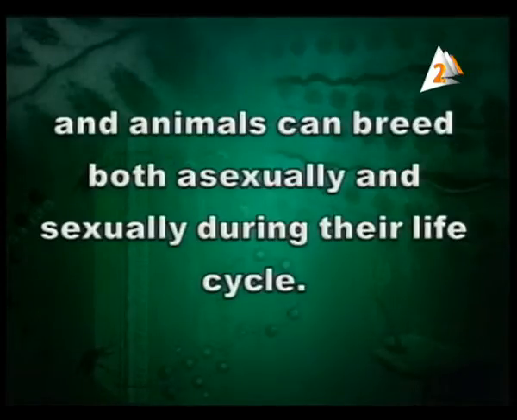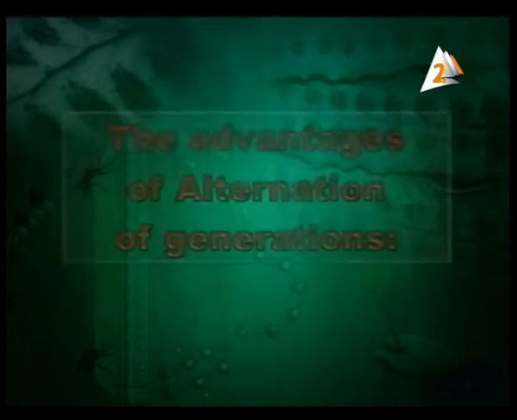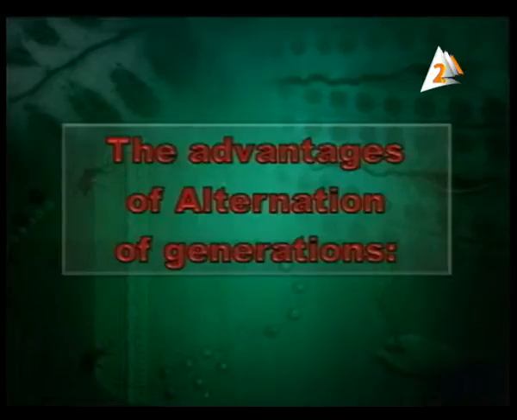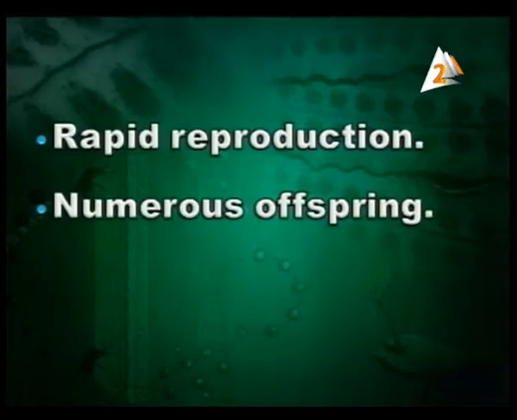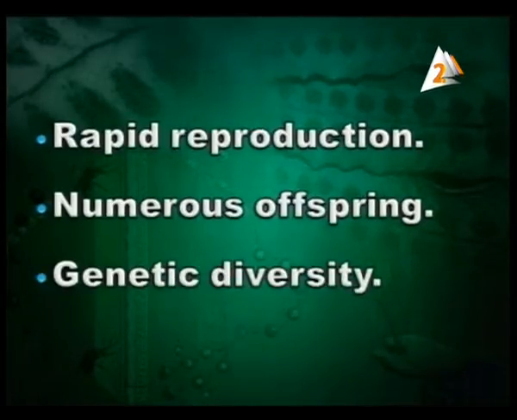Then why do they reproduce this way? There are some advantages. Look at these advantages: rapid reproduction, a very rapid one; numerous offspring, a very wide number of individuals; and genetic diversity. These advantages enable living organisms to diversify widely and to adapt to environmental fluctuations.